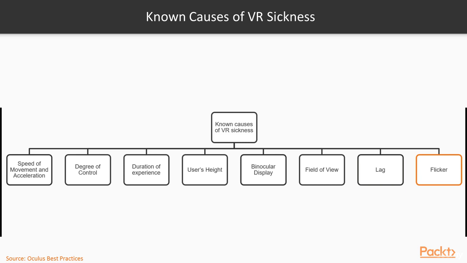Flicker. Flicker plays a significant role when it comes to VR sickness. It can be worsened by high luminance levels and is perceived most strongly in the periphery of your field of view. Although flicker can become less consciously noticeable over time, it can still lead to headaches and eye strain.